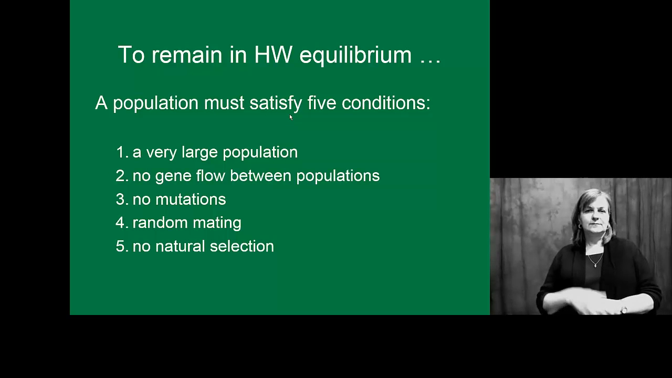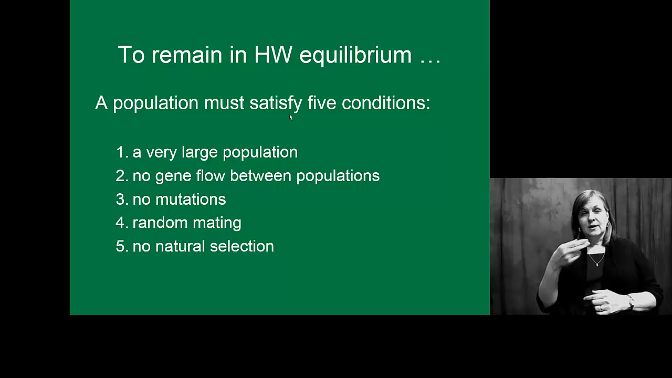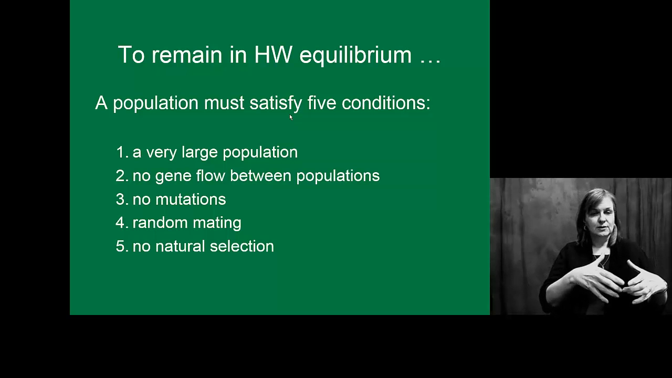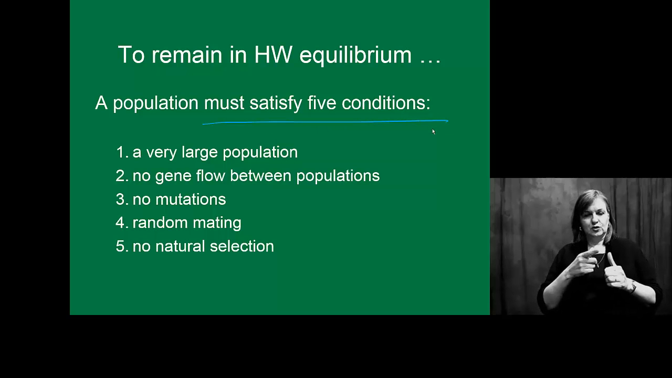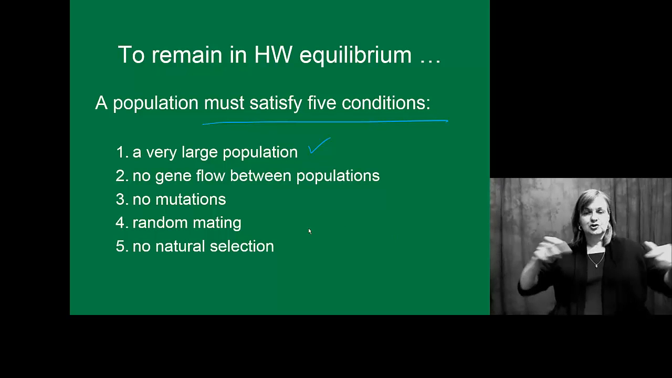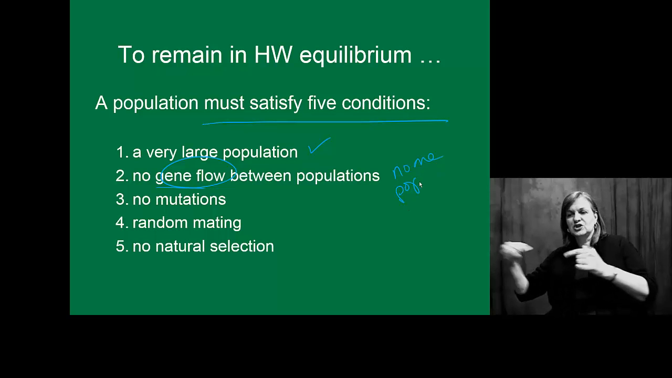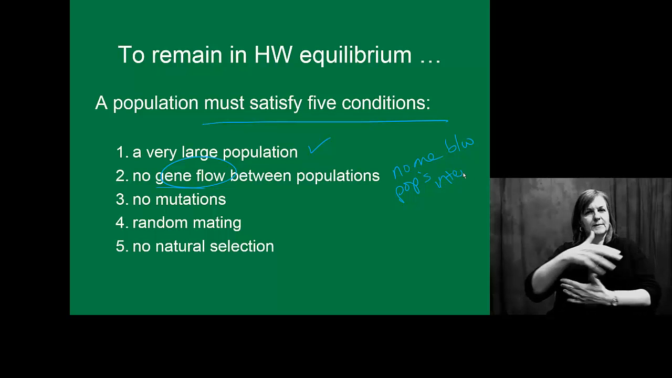Now, this principle is based on several conditions. If the Hardy-Weinberg equilibrium is going to hold, a population must satisfy all 5 conditions. It must be very large. There must be no gene flow. This means that no one between populations will interbreed.